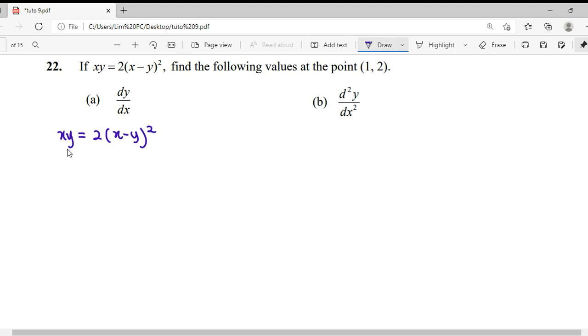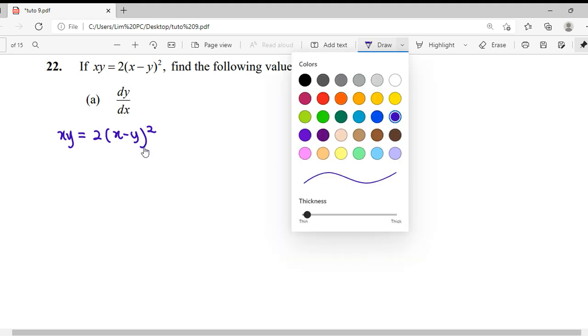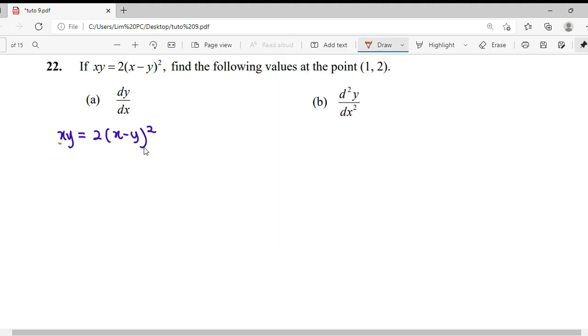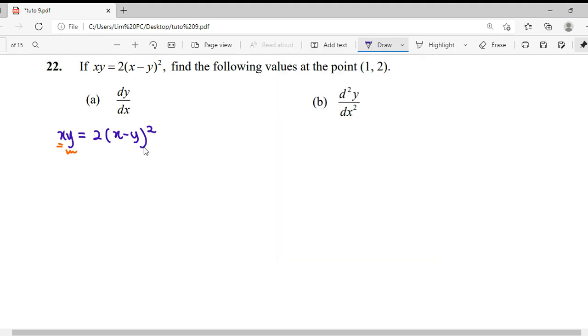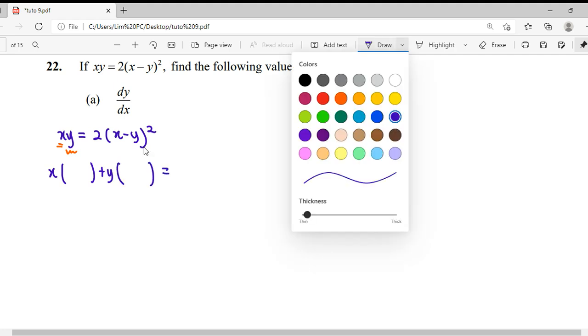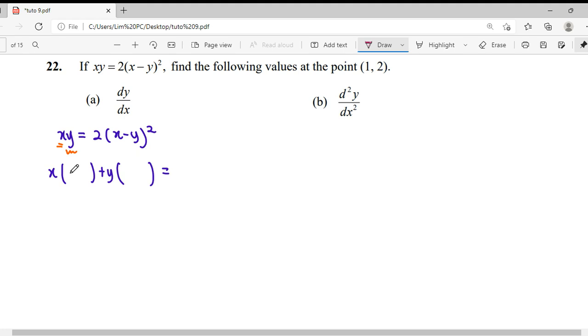Okay, so we're going to differentiate one by one. Left hand side one term, right hand side one term. So at my left hand side, x multiplied with y. Two functions multiplied together, it will become a product rule. So this product rule will be copy the front, differentiate the back, copy the back, differentiate the front. Set up our product rule. So copy the front, differentiate y, we get dy dx.